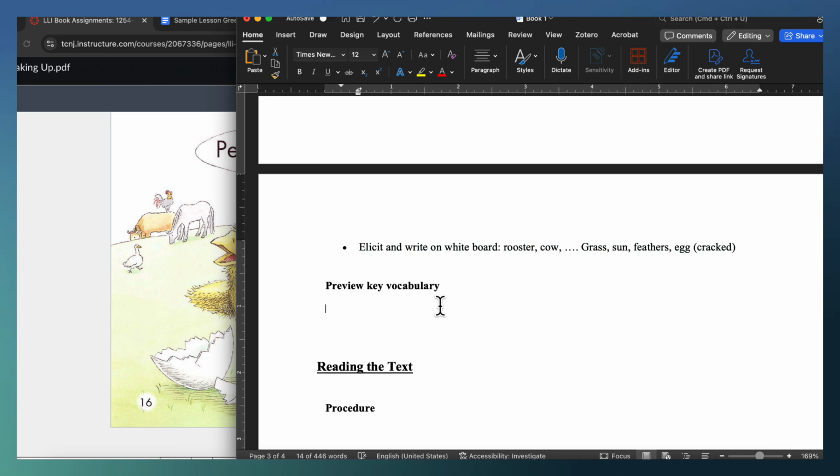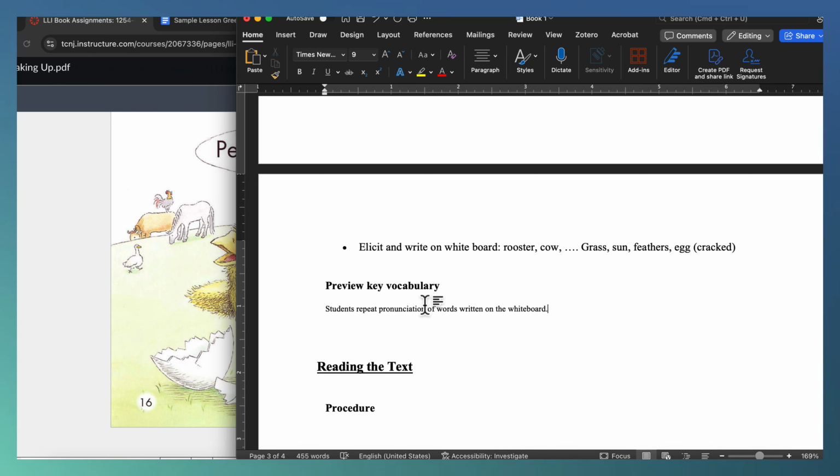As we do a picture walkthrough, students repeat the pronunciation of words written on the whiteboard. This repetition is kind of important. I'm doing it within a couple minutes of elicitation, so it's just an opportunity for them to hear the sounds of the word again and perhaps recall the meaning. All right.